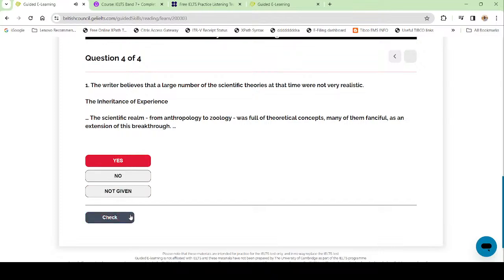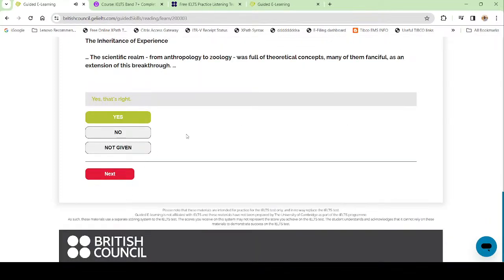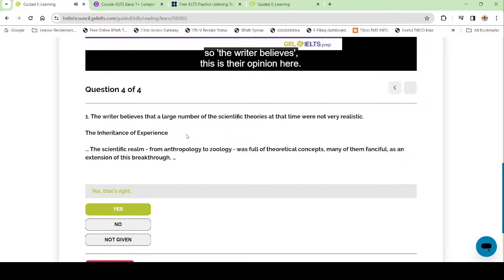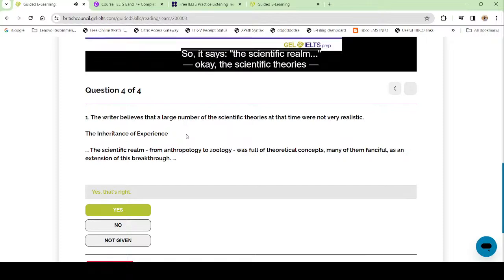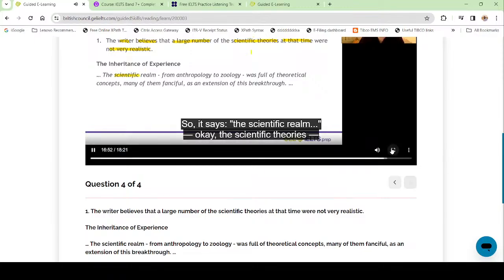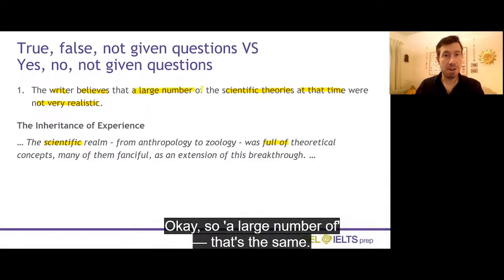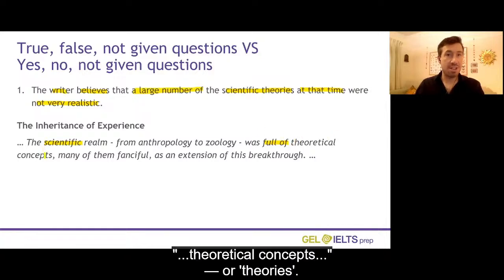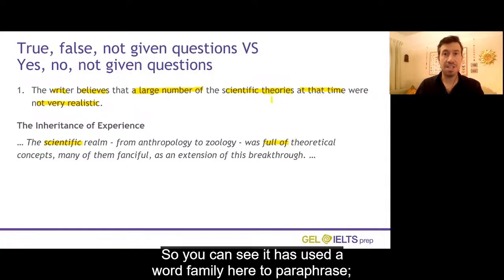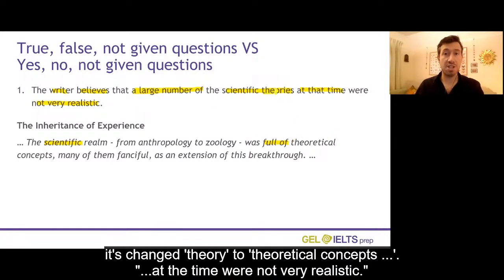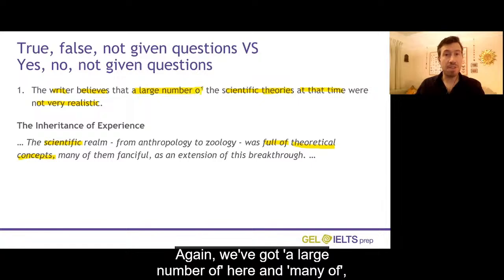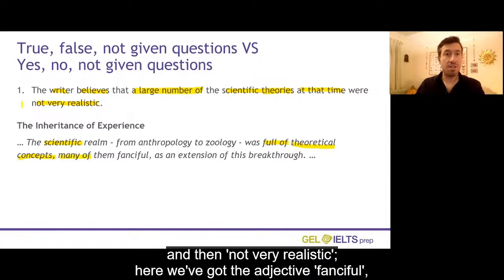Okay, let's look together. So this is written from the writer's perspective. So the writer believes this is their opinion here. So we have to see that a large number of scientific theories at the time were not very realistic. So it says the scientific realm, okay, the scientific theories, from anthropology to zoology, was full of, okay, so a large number of, that's the same, theoretical concepts or theories. So you can see it's used a word family here to paraphrase. It's changed theory to theoretical concepts. At the time, were not very realistic. Again, we've got a large number of here and many of. And then not very realistic.